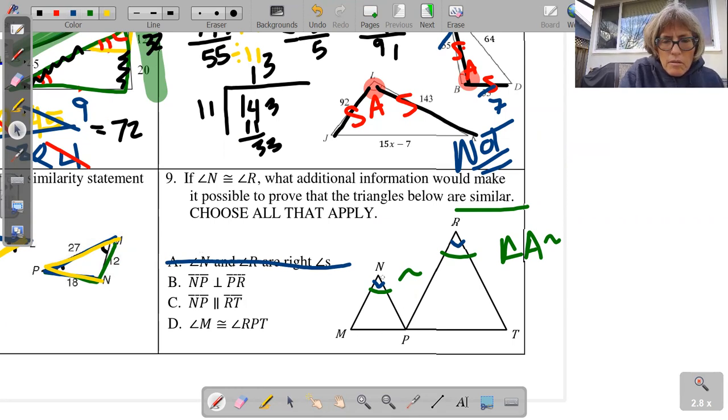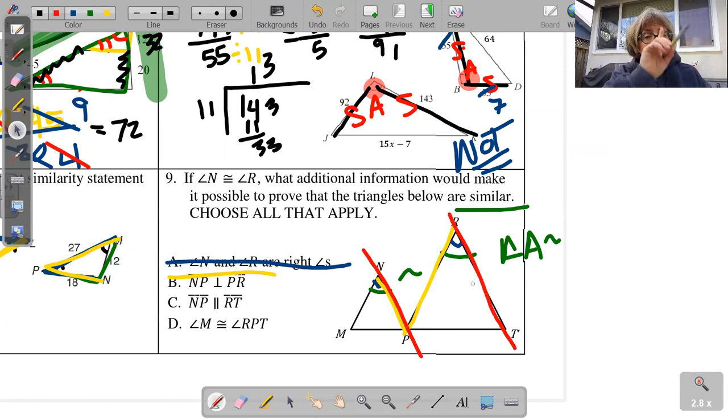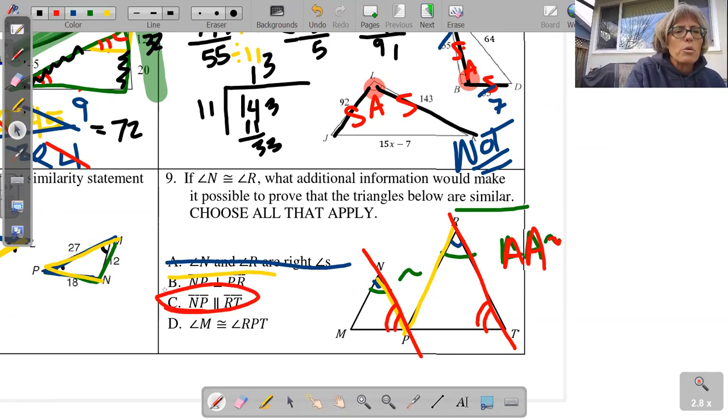NP perpendicular to PR. That doesn't get you another pair of angles. NP parallel to RT. Aha! That gets you another pair of angles because that would get you corresponding angles. And that would get you angle, angle similarity. So this is the one that would work.